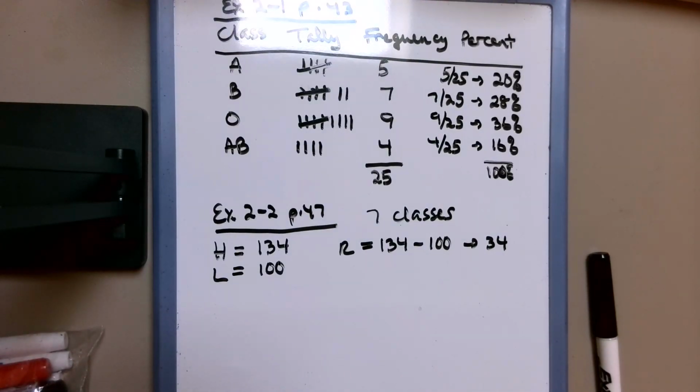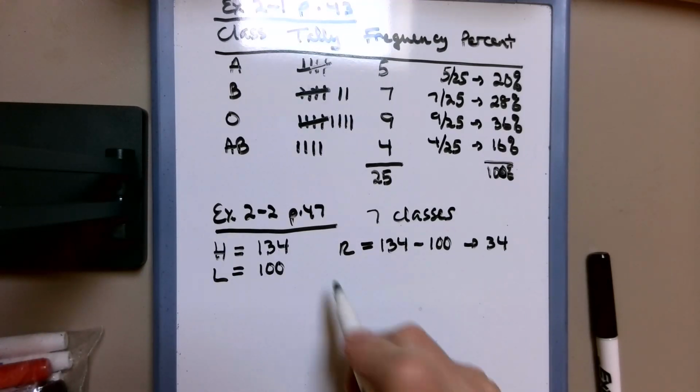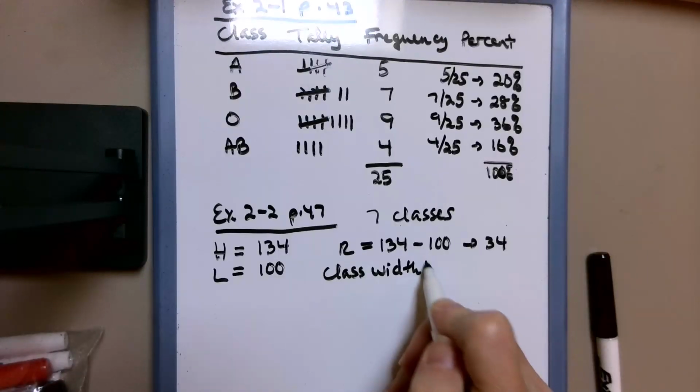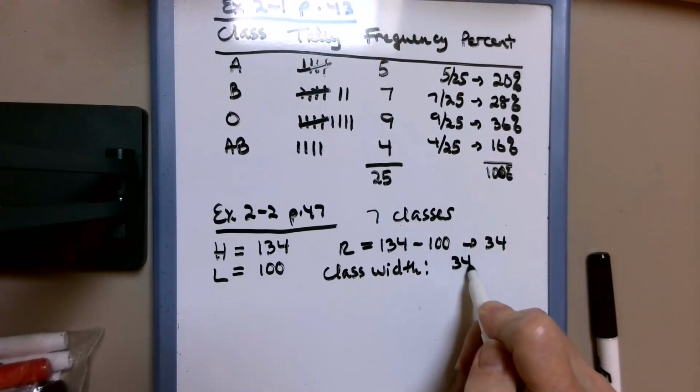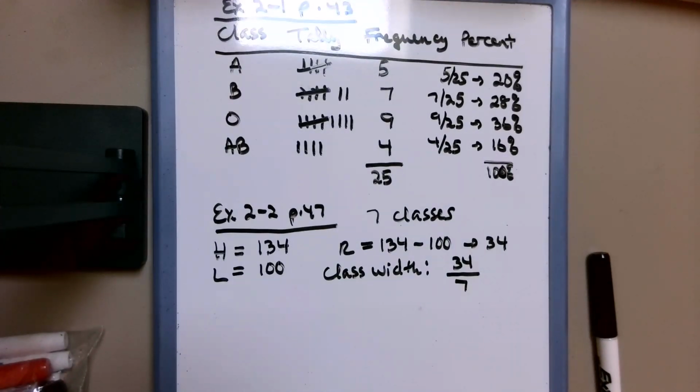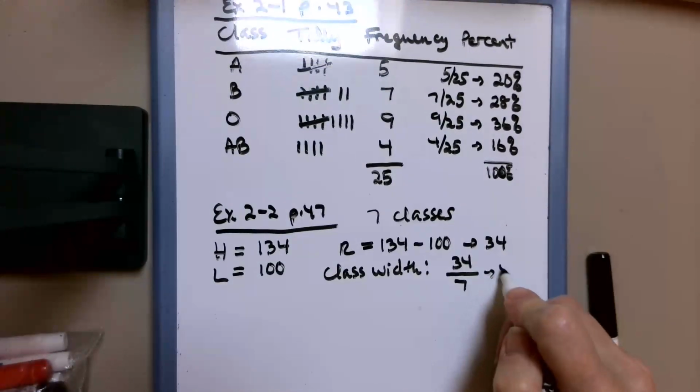Then taking that data, we do the most important step, which is to find the class width. The class width is our range divided by the number of classes, 7 in this case. When we divide that out, we're going to get 34 divided by 7. Let me grab my calculator here. It's not going to come out evenly, which is going to give me 4.857 something.